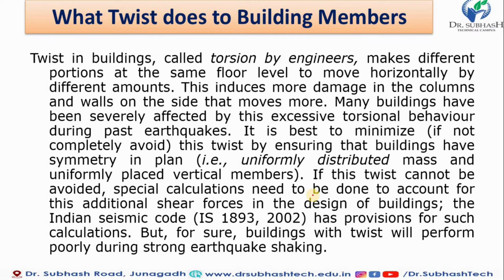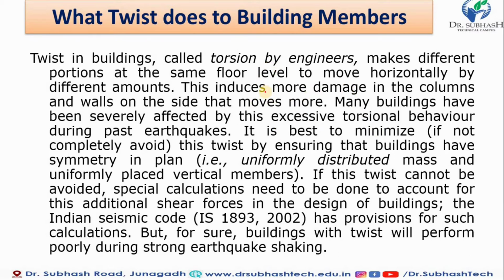If that horizontal motion is not proper, then our swing should break. So in the case of a building, what is inside the swing is nothing but our wall and column. So there is a major chance of damage under this twisting moment. Many buildings have been severely affected by this excessive torsional behavior during past earthquakes, which will be seen in our lecture 3.